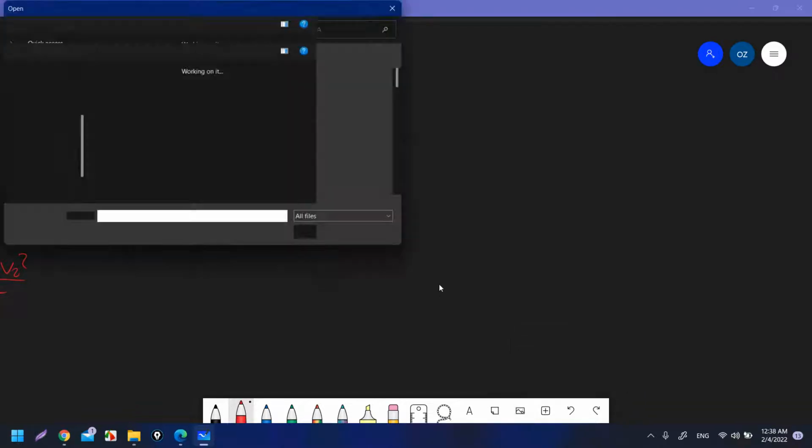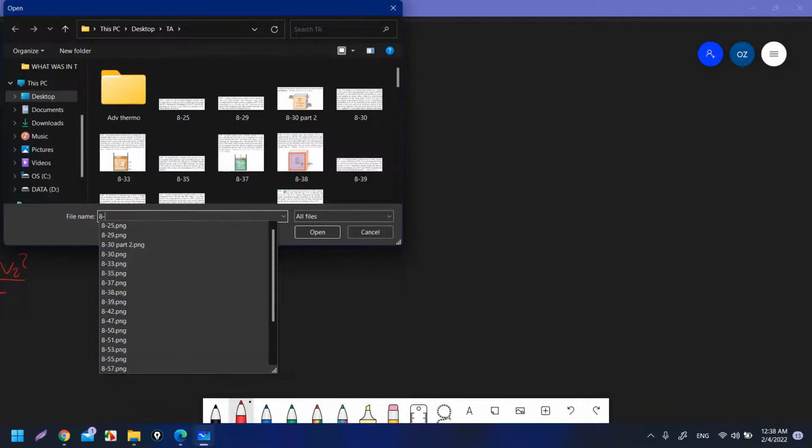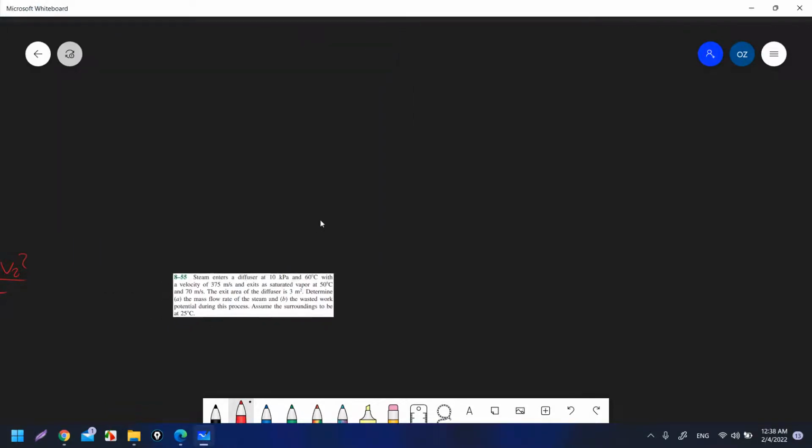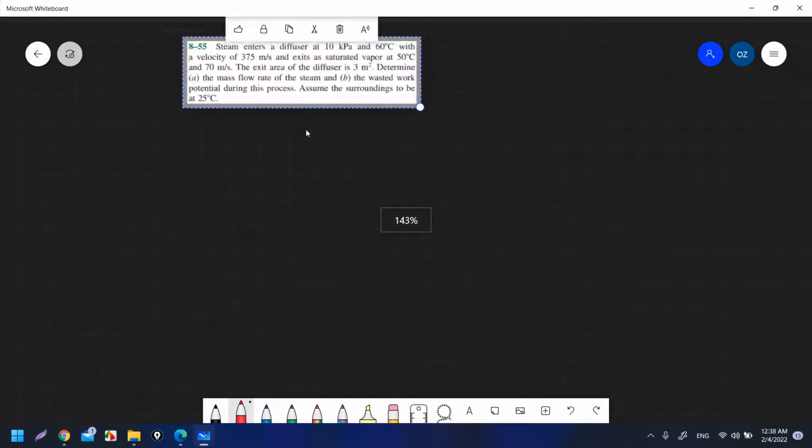Okay, for question 855. Now we have a diffuser. A diffuser is the opposite of a nozzle, so you will have a bigger cross-section area at the exit, so the velocity will be less at the exit. Okay, we have steam, so I can use tables A4 to A6.